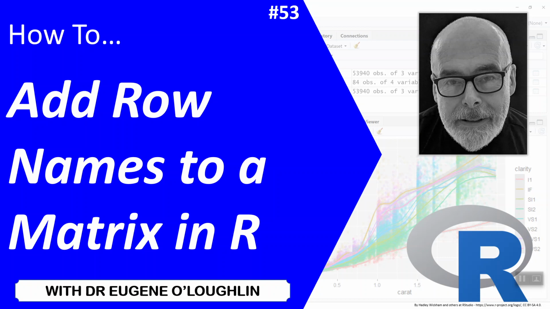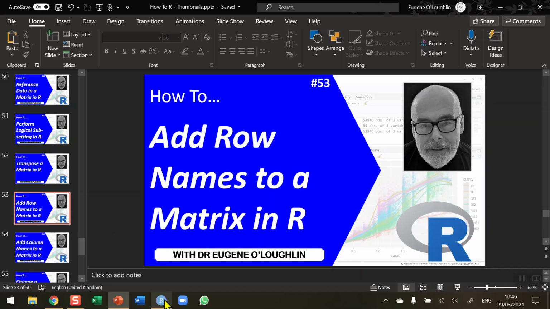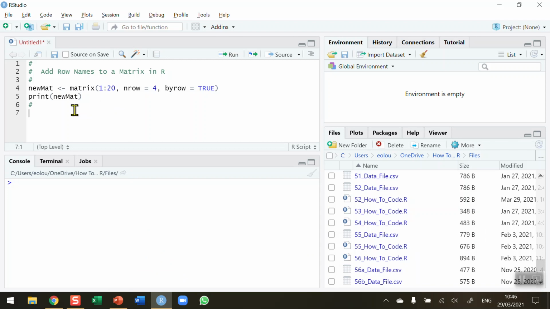In this video, we're going to learn how to add row names to a matrix. To illustrate what we want to know about adding row names to a matrix, let's first of all create a very, very simple matrix.